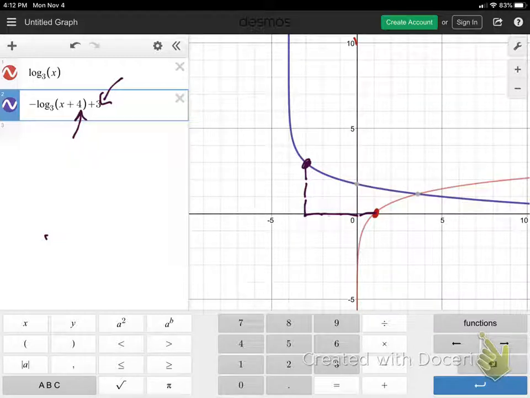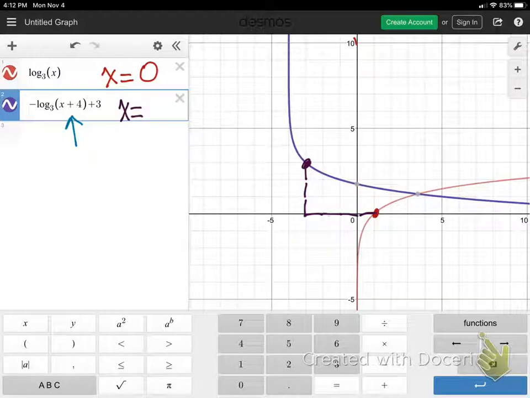Now, my left to right movement dictates my asymptote. So on my red graph, my asymptote is x equals 0. What is it on this graph, the purple graph? Nope, it's not y equals. It's x equals negative 4.